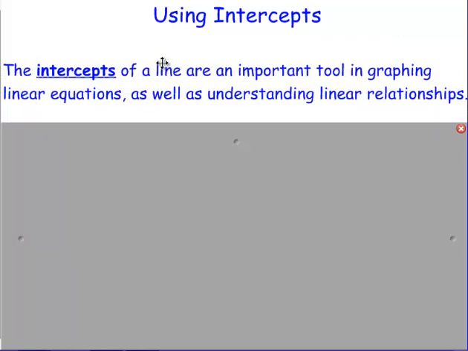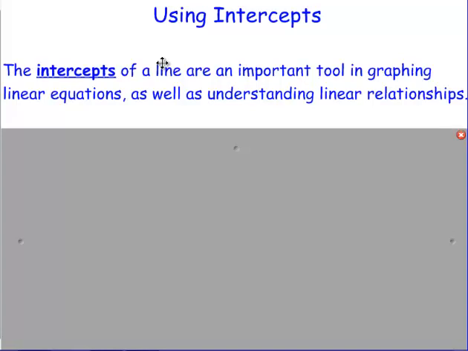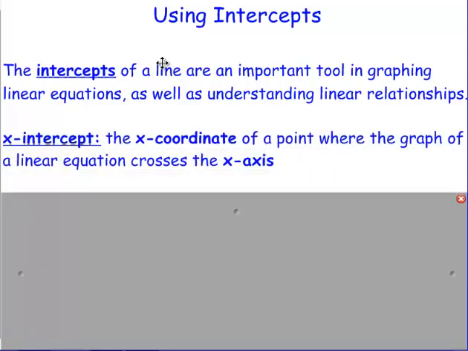The intercepts of a line are an important tool in graphing linear equations as well as understanding linear relationships. I think I've kind of sold you on that. This is what you need to know, the definitions. The first thing that we need to understand is what the x-intercept is.